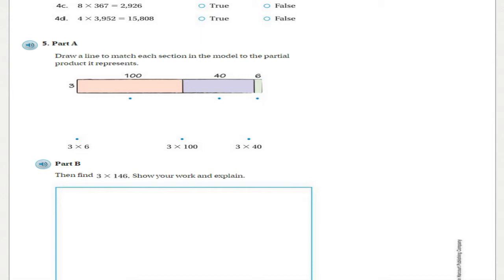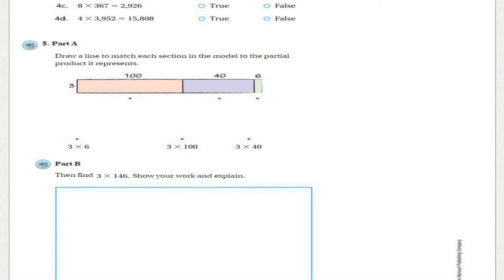Okay. Now, I'll go ahead and let you finish 4C and 4D on your own. So you can go ahead and pause the video if you like and work out 4C and 4D on your own, but you're going to do it the same way that we did 4A and 4B. Okay, let's go on to part A for question number 5. So this one says, draw a line to match each section in the model to the partial product it represents. Okay, so here we have 3, and we're showing 3 times 100. We're showing 3 times 40, and we're showing the 3 times the 6.